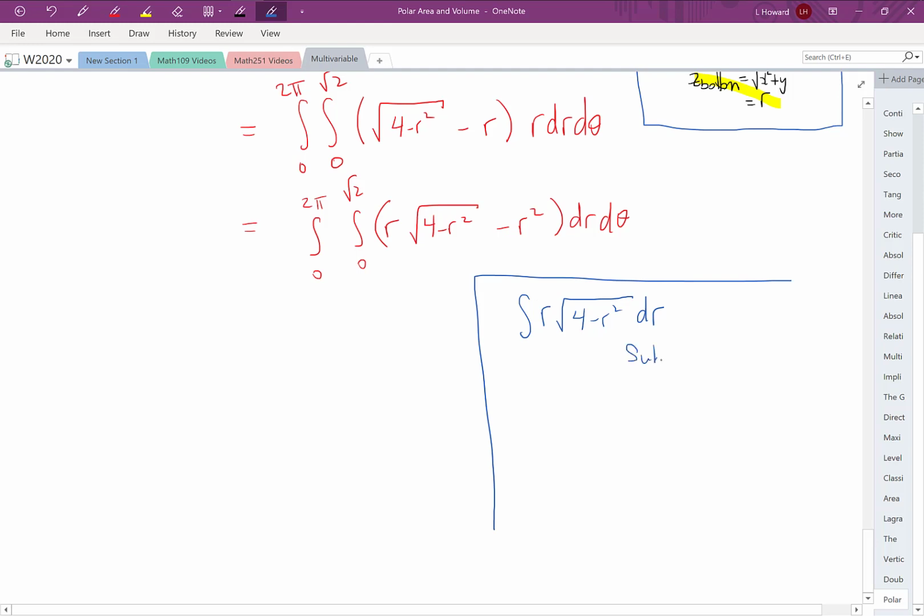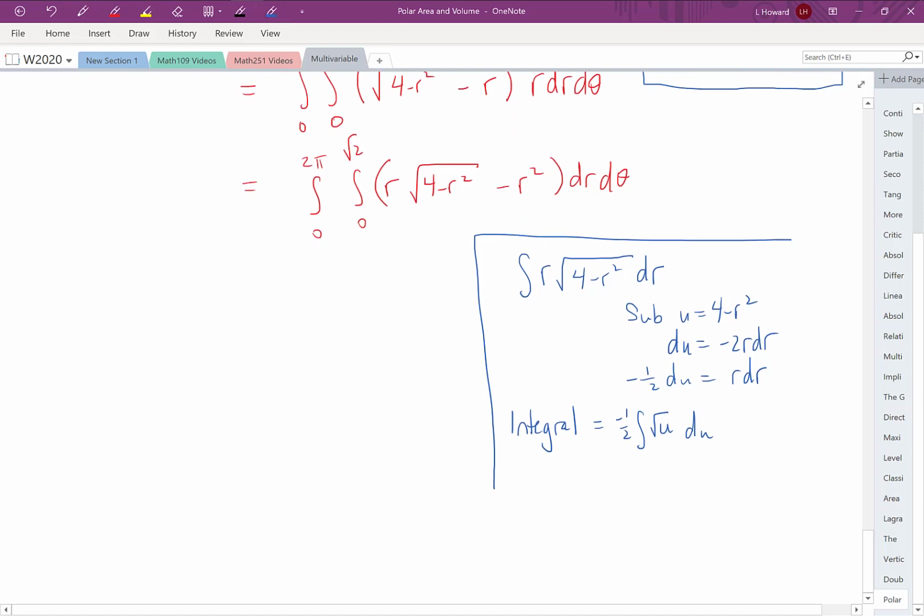So what we're going to sub is u equals 4 minus r squared. That's going to make du equal to minus 2r dr. And that means that minus 1/2 du is the same thing as r dr. Okay, so that means we can rewrite our integral in the language of u. The r dr is going to be minus 1/2 of du, and the root becomes a root u.